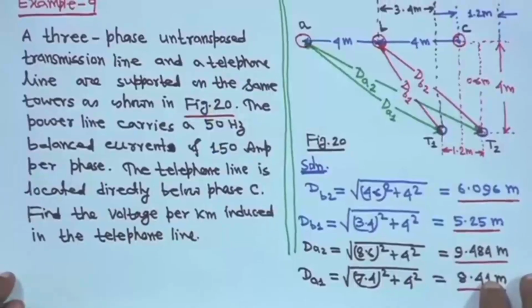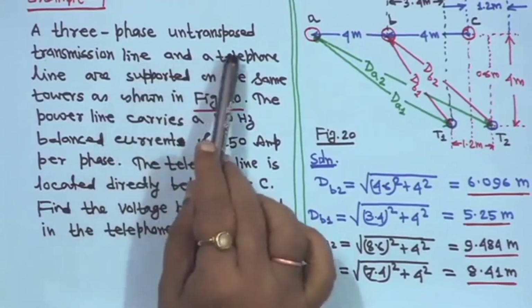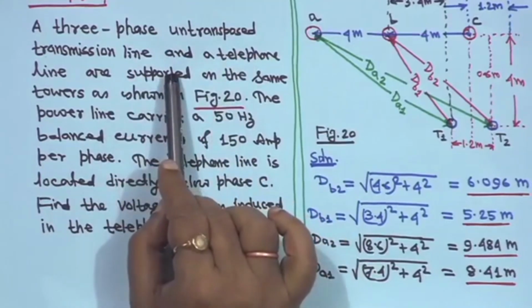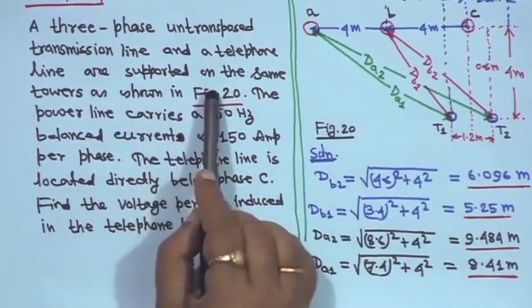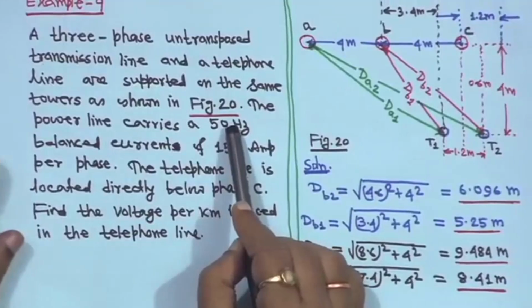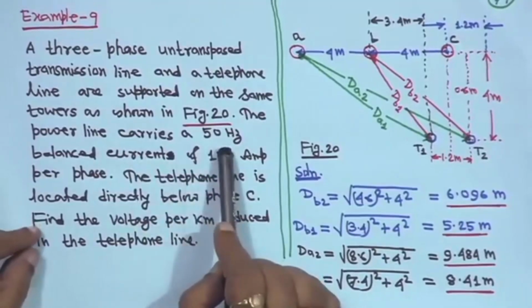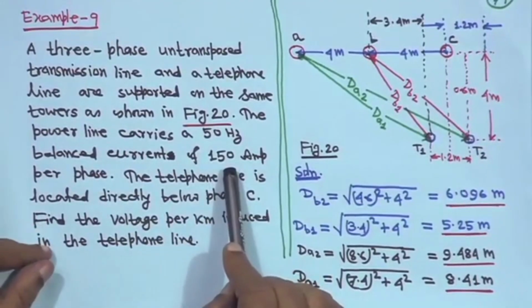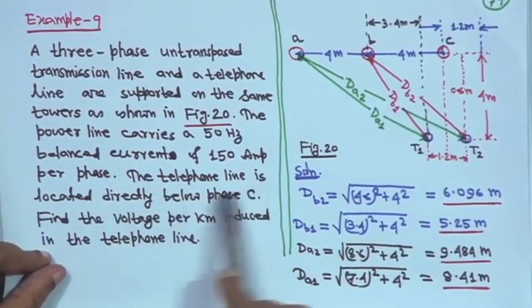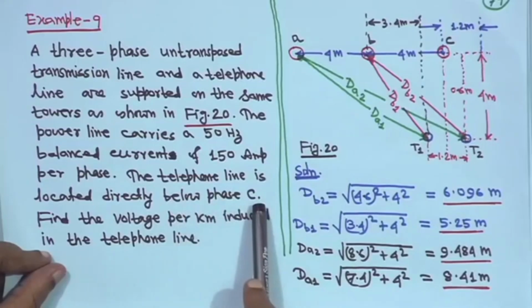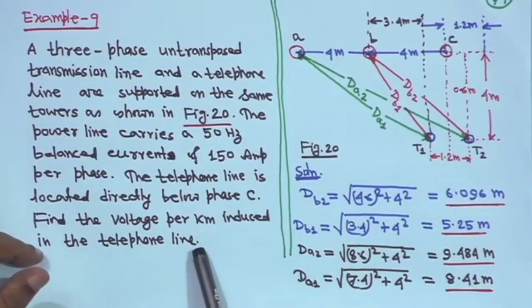So, for example, take this one. First you see the problem: a 3-phase untransposed transmission line and a telephone line, I will show you the figure on the right side later, are supported on the same towers and shown in figure 20, right. Here it is, I will explain later. The power line carries a 50 hertz balanced current of 150 amperes, magnitude 150 ampere per phase. The telephone line is located directly below phase C. Find the voltage per kilometer induced in the telephone line, right.